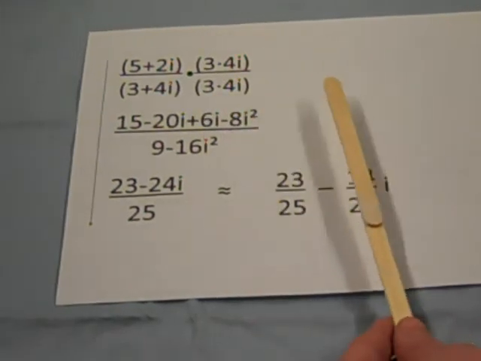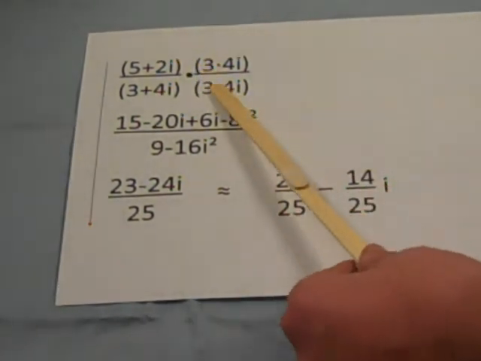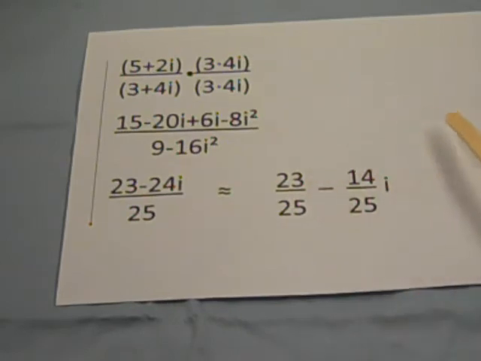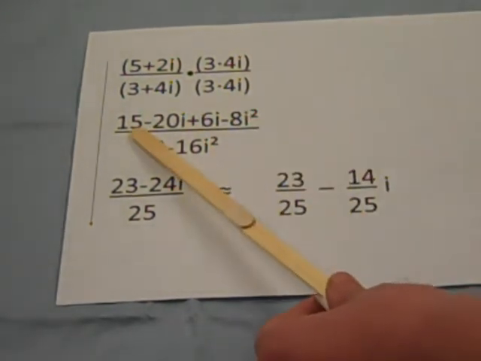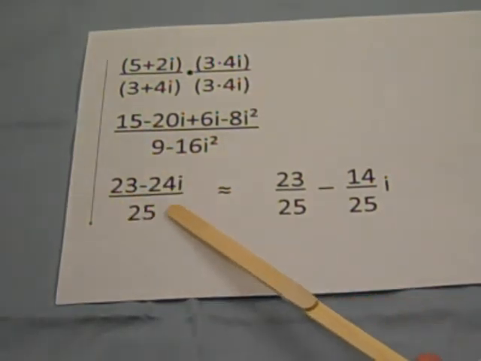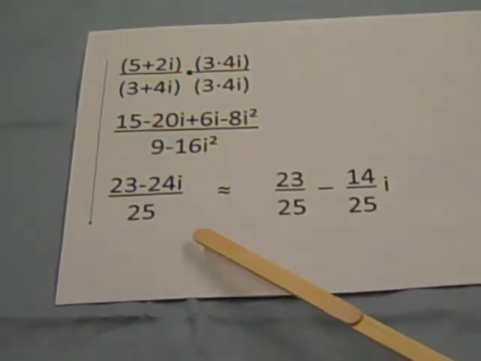In order to complete this division, you must multiply the entire fraction by the complex conjugate, which would be 3 minus 4i divided by 3 minus 4i. Using FOIL and multiplying everything out, you get the answer 23 over 25 minus 14 over 25i.